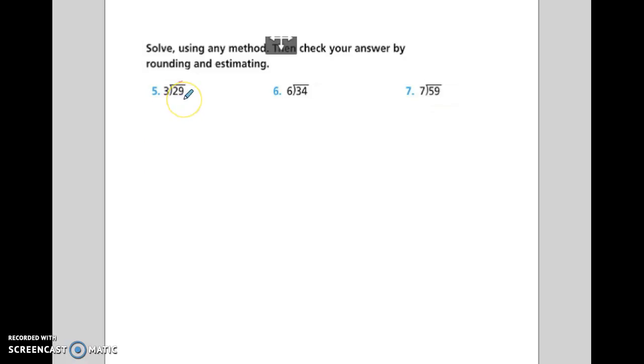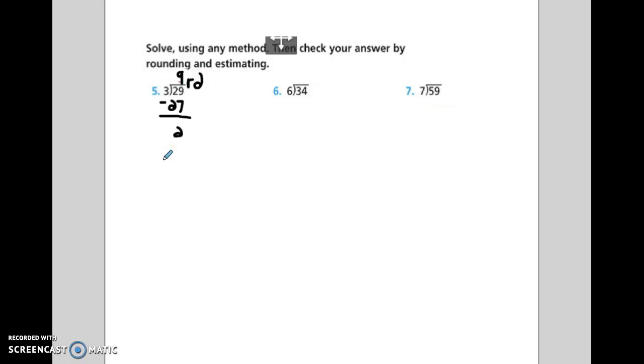3 goes into 29. So 3 goes into 2 0 times. Now I have to think of how many times 3 goes into 29. And I'm going to say 9 times. 3 times 9 is 27. That's my multiply step. Now I do my subtract step. I get 2, and I can't bring anything down, so that's my remainder. Remainder of 2. So now let's check our work.